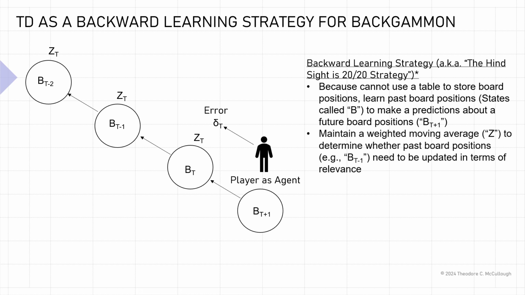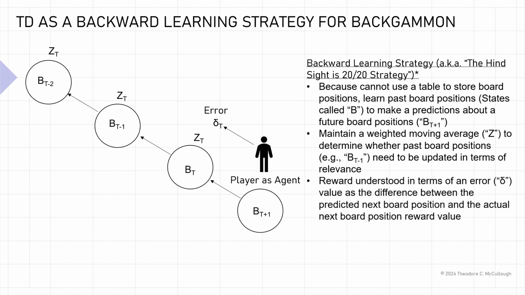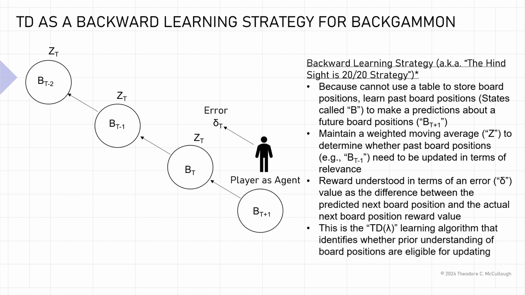And you maintain a weighted moving average called Z to determine whether past board positions, such as B, T minus 1, need to be updated in terms of relevance. And rewards are understood in terms of an error value. That is the difference between the predicted next board position and the actual next board position reward value. This generally is the TD-Lambda learning algorithm that identifies whether prior understanding of board positions is eligible for updating.